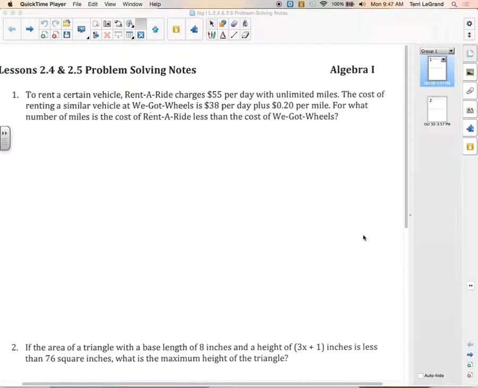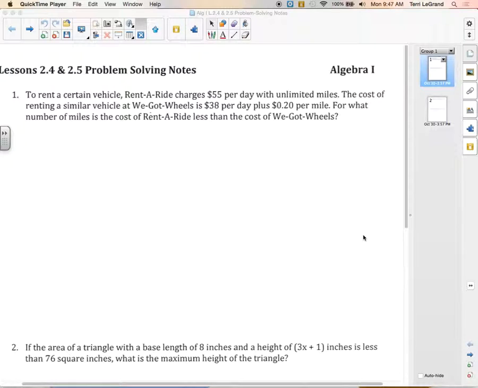For what number of miles is the cost of Rent a Ride less than the cost of We Got Wheels? So you're trying to decide which place you should rent from. It looks like right now, possibly, you say, well, wait a minute, it's less per day for We Got Wheels. But then Rent a Ride, even though they charge more per day, doesn't charge you anything for the miles that you put on it. So let's decide, first of all, what's our variable in this situation? What's it going to represent?